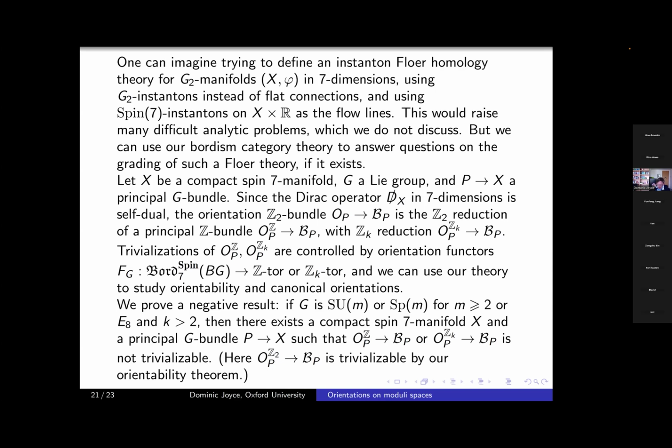So in 3 dimensions, it's known that you can soup up the Z2 grading to a Z8 grading. We prove a negative result in 7 dimensions. It turns out that if G is SU(m) or Sp(m) or E8, and k is greater than 2, then there is a compact spin 7 manifold X and a principal G bundle P over X such that these bundles are not trivializable. So it's not in general true that the Floer grading in 7 dimensions for these groups can be lifted to a Z_k grading for any k greater than 2.